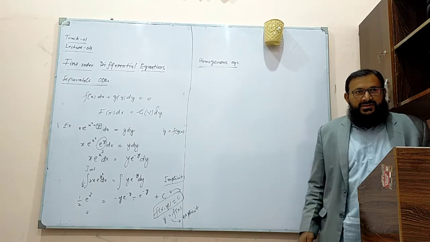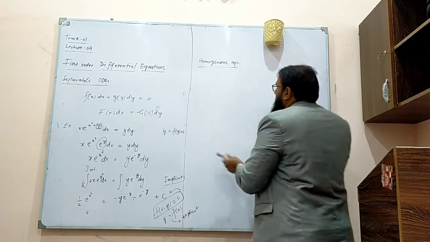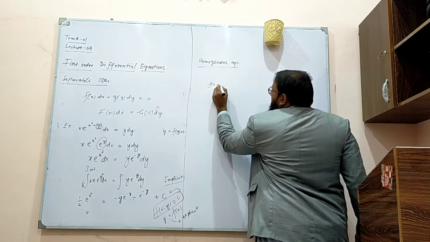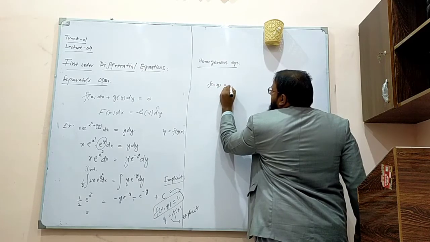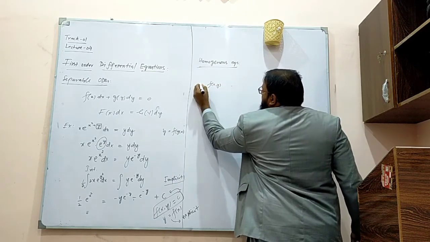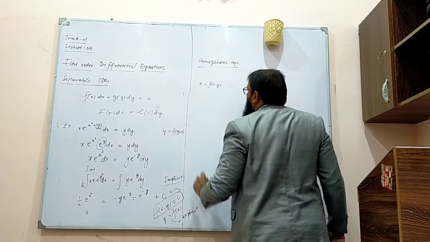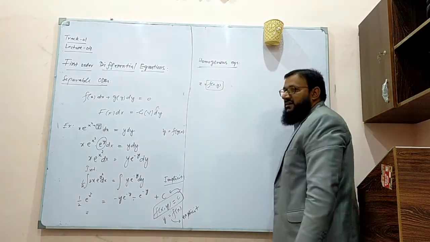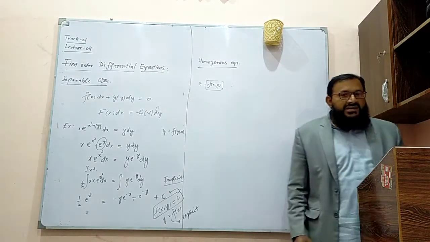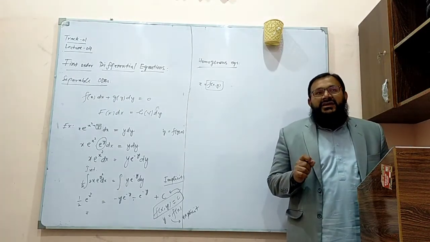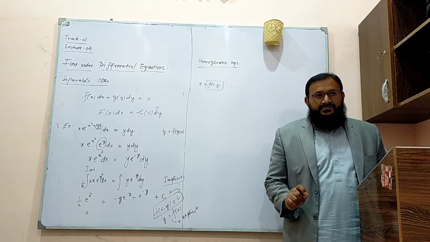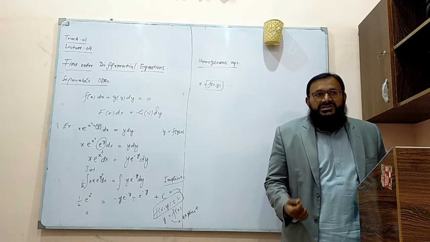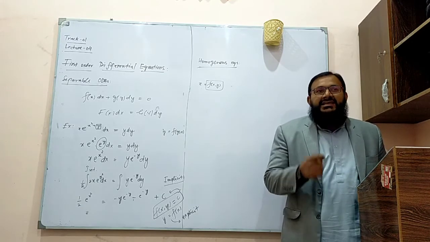function. So I am given a function, let's say f of x comma y equals 0, or let me write it as z is equal to f of x comma y. I have this function which is a function of two variables x and y. If the degree of every term is the same, and let's say the degree is n, we call that function a homogeneous function of degree n.